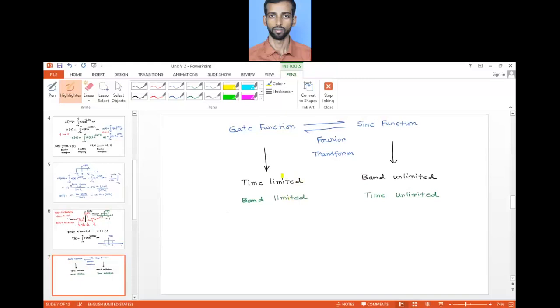So most of the signals are time limited, so they should be band unlimited. And if you find some signals which are time unlimited, which are not practical signals, some very idealistic signal like a sinc function or sinusoidal functions, for example, which exist for all the time, which are time limited, then it should be band unlimited. So time limited means band unlimited. Signal is time limited, that means it is band unlimited. And if the signal is time unlimited, then it should be band limited.